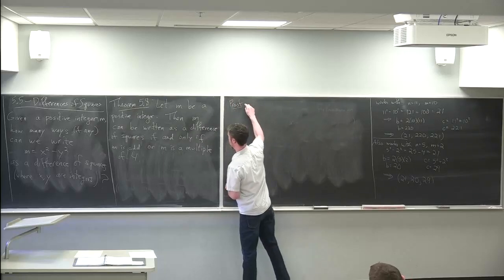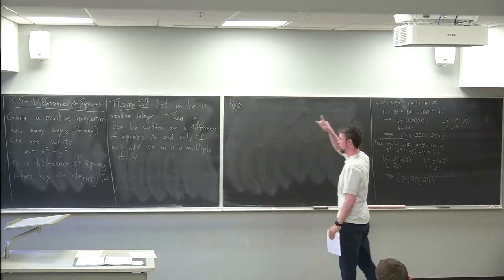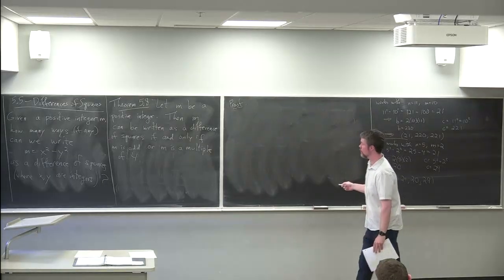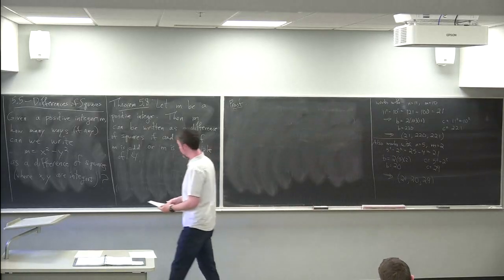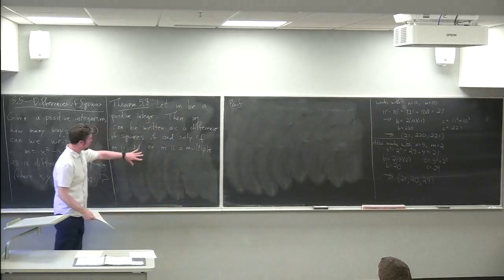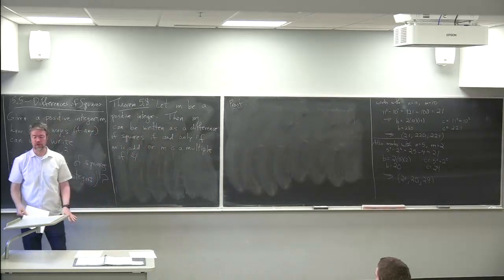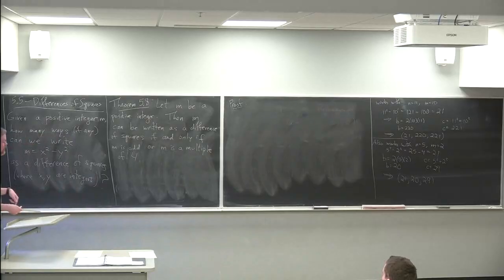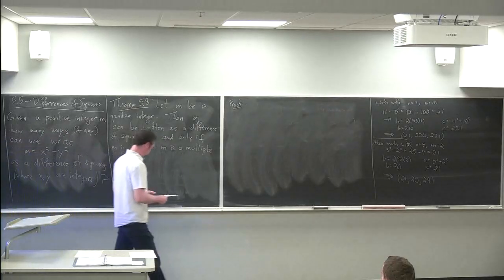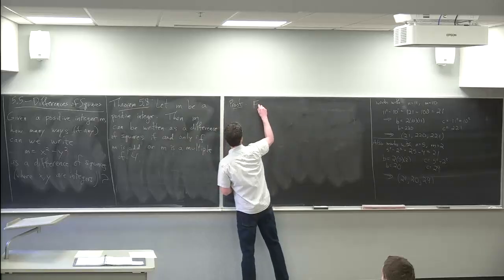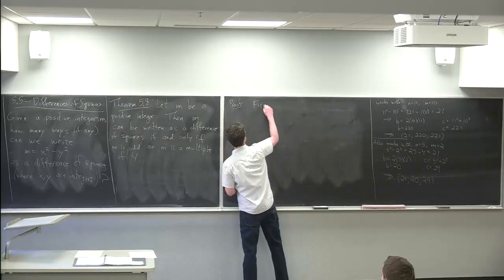This is an if and only if thing, so there are 2 directions of the proof. I guess where we'll start is explaining why these numbers below, odd numbers and multiples of 4, can be written as a difference of squares. And here's the first observation.